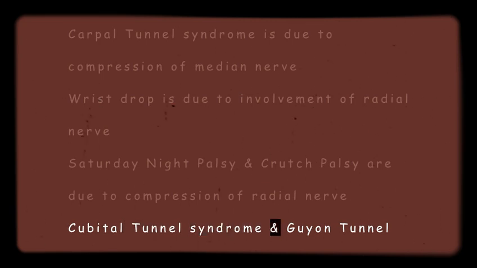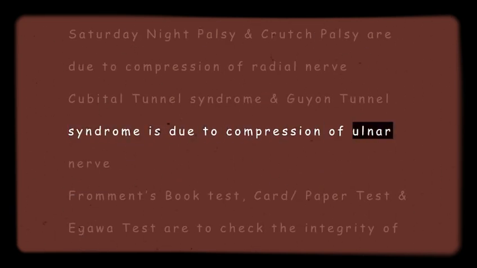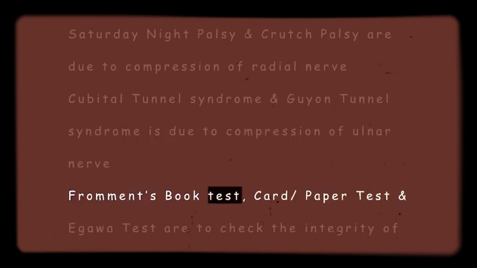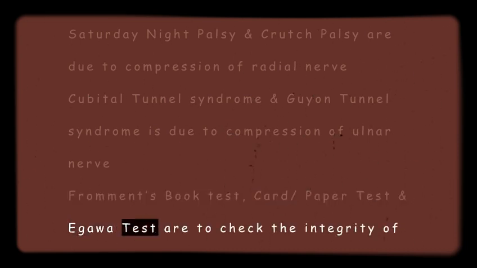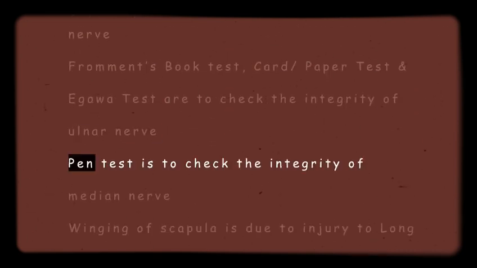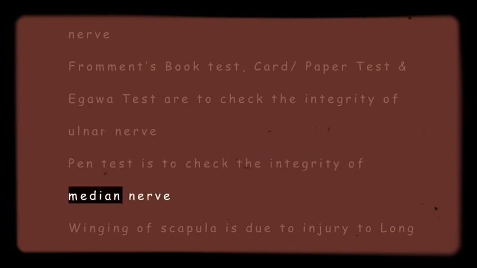Cubital tunnel syndrome and Guyon tunnel syndrome are due to compression of the ulnar nerve. Froment's book test, card/paper test, and Egawa test are to check the integrity of the ulnar nerve. Pen test is to check the integrity of the median nerve.